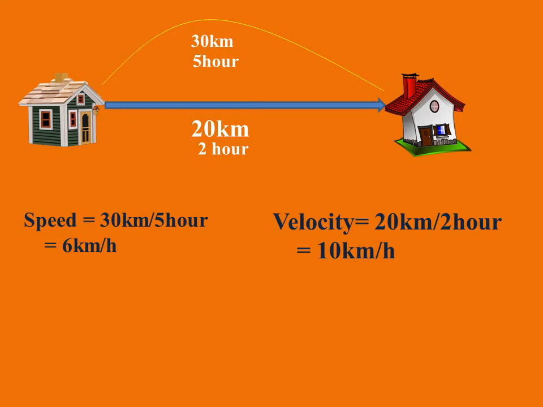So speed is equal to 30 km divided by 5 hours, which is equal to 6 km per hour, and velocity is equal to 20 km divided by 2 hours, which is equal to 10 km per hour. So in case of speed we only have a magnitude and in case of velocity we also have a direction. I hope you understand this concept of speed and velocity.